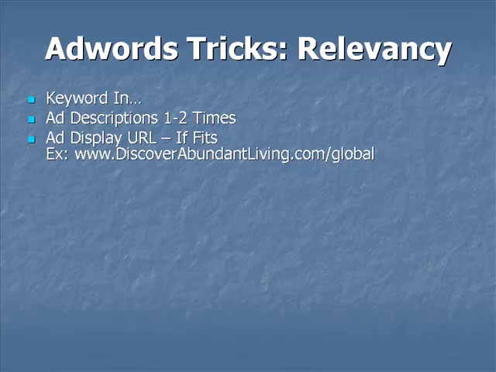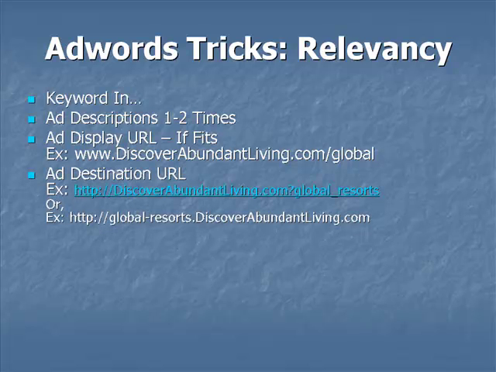This domain name is just for display. It's not what the user is taken to when they click on the ad. If you keep your domain short, then you can sometimes squeeze the whole keyword into the end. Now in this case, my keyword is not global, it's global resorts. So if I could fit global resorts, I would not string it together, but I would put global dash resorts or global underscore resorts. If you can fit it into the display URL, then you are going to have a more relevant ad.